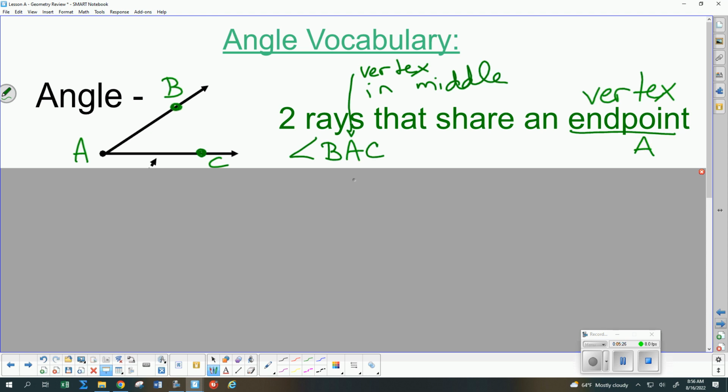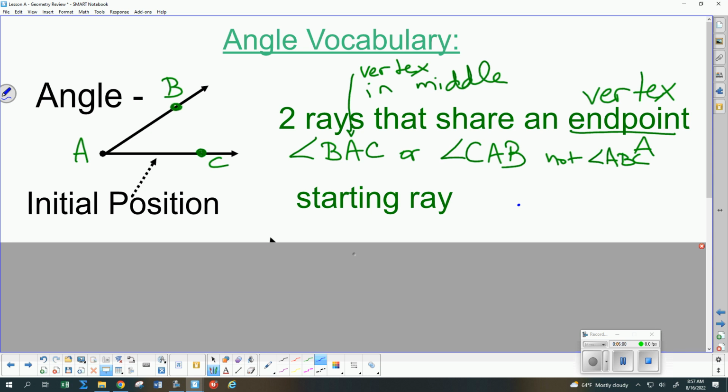It could also be angle CAB. So start at B, go to A, turn and go through C. Start at C, turn and go through A, or turn at A and then go through B. But it is not the same as angle ABC, because that would be an angle up here at the top. If I drew the third side of the triangle, it would be that top angle. Everybody okay there?